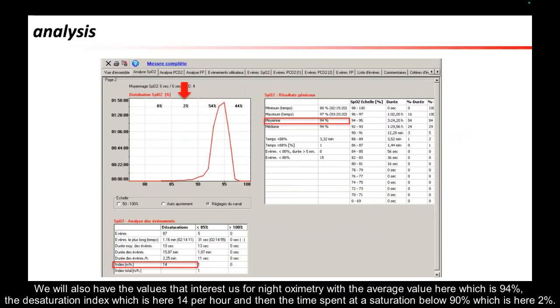We will also have the values that interest us for night oximetry, with the average value here, which is 94%. The desaturation index, which is here 14 per hour, and then the time spent at a saturation below 90%, which is here 2%.